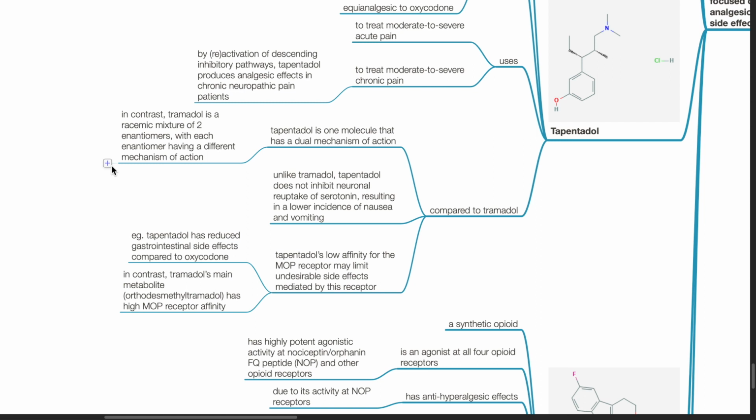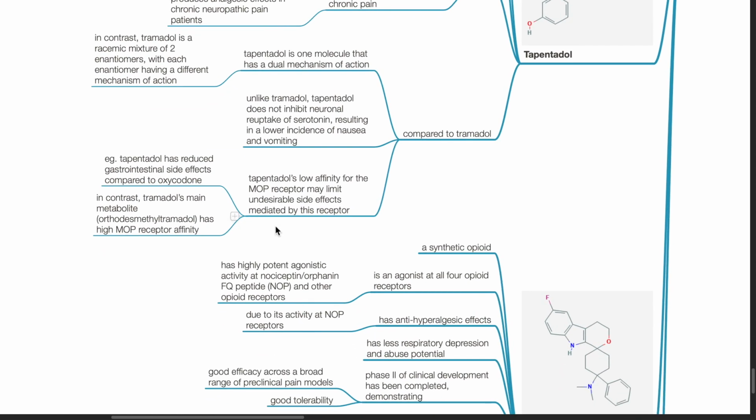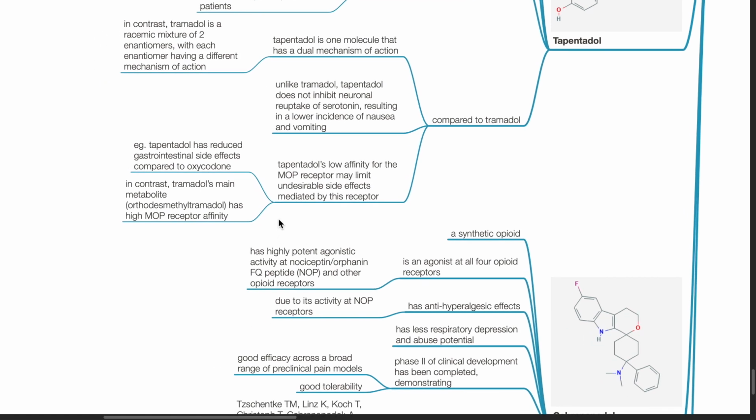Unlike tramadol, tapentadol does not inhibit neuronal reuptake of serotonin. This results in a lower incidence of nausea and vomiting. Tapentadol's low affinity for the MOP receptor may limit undesirable side effects mediated by this receptor, such as GI side effects. In contrast, tramadol's main metabolite, O-desmethyltramadol, has high MOP receptor affinity.